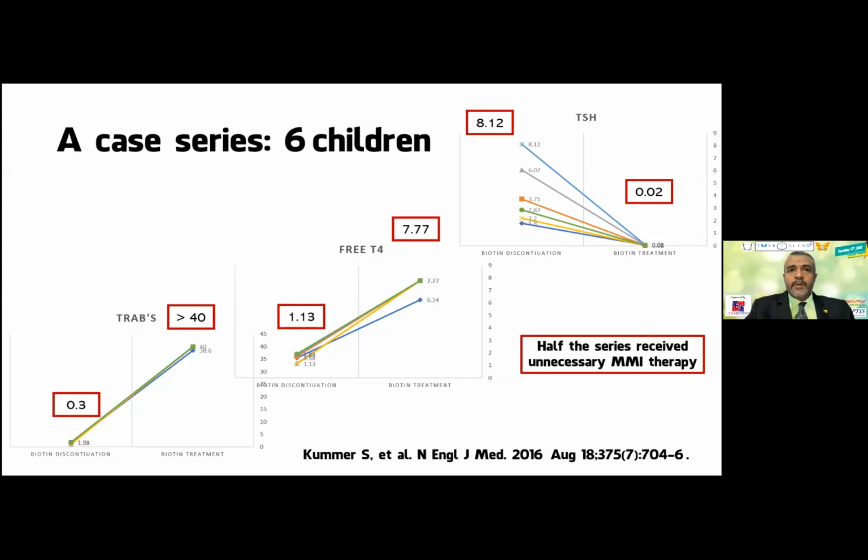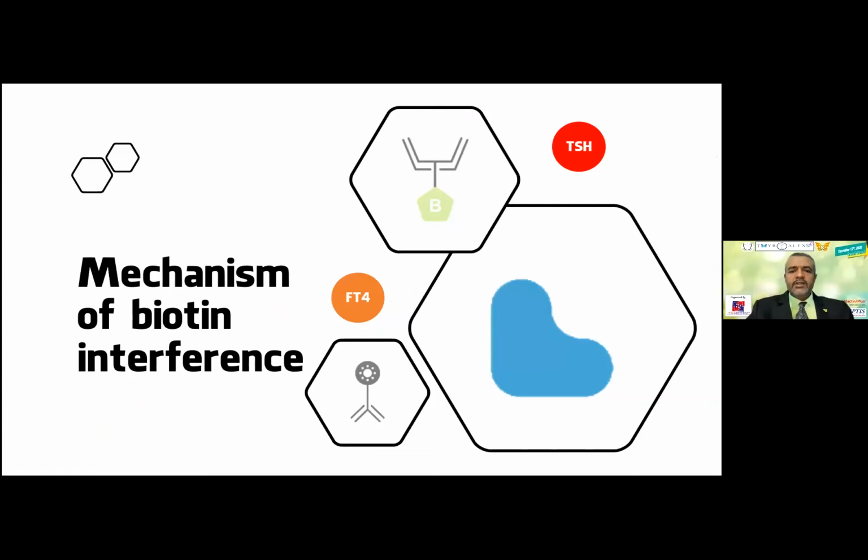Unfortunately, based on the assumption that they had Graves' disease, half of these patients actually received unnecessary carbimazole or methimazole treatment. So how would biotin interfere with the determination of TSH and free T4?